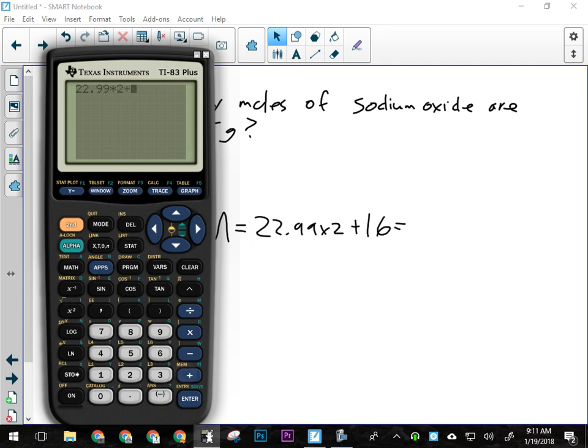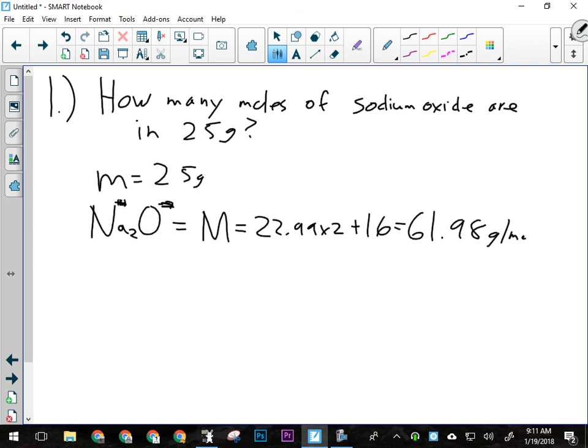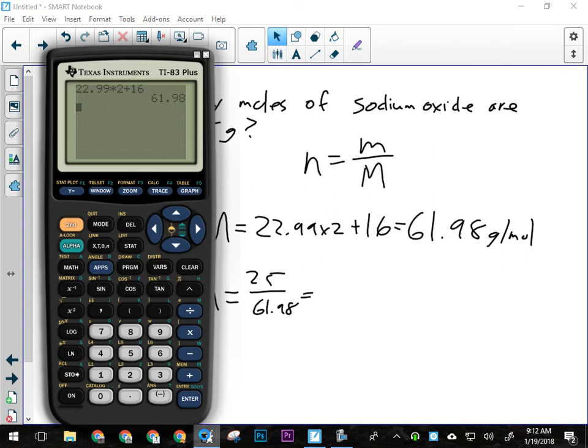22.99 times 2 plus 16 gives 61.98 grams per mole. So I have little m and I have big M. The mole equation formula is n equals little m over big M, so I don't need to manipulate. n is going to equal 25 divided by 61.98, so I'm going to have less than a mole here. So I have 0.40 moles.